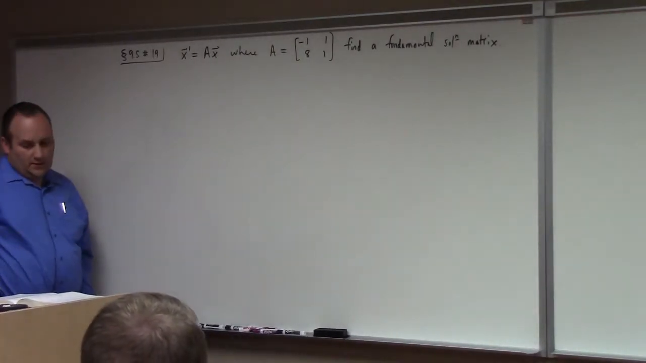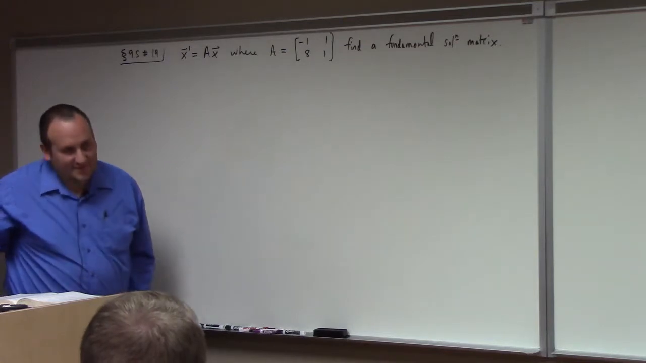x prime equals Ax, where A equals minus 1, 1, 8, 1, and we're supposed to find the fundamental solution matrix. There are actually infinitely many of them, because we proved last time that if you take a fundamental solution matrix for a given system and you multiply by an invertible matrix, you get another fundamental solution matrix. So given that there are infinitely many invertible 2x2 matrices, that means there's infinitely many choices for your fundamental solution matrix. And that's why it says find a fundamental matrix, not the one.